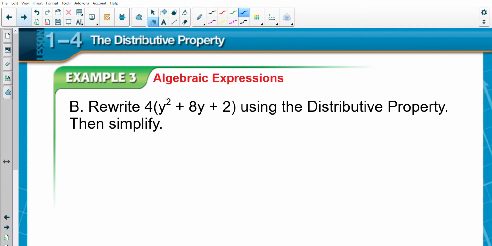So then again, let's go to the next one. Matter of fact, I'm gonna give y'all a couple seconds. So you got 4 parentheses y squared plus 8y plus 2.